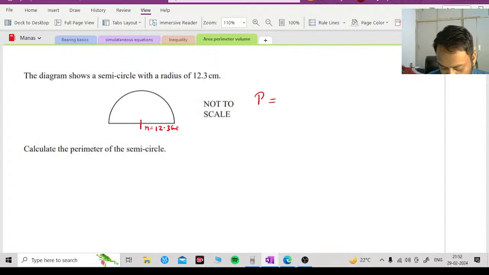50.94. Puranjay is telling 38.64 centimeter square. Beta, how can the perimeter be in square, Puranjay? Perimeter is not area. Area is always in square. Perimeter is in centimeter or meter. 50.94, 38.64. So there are two types of answers.